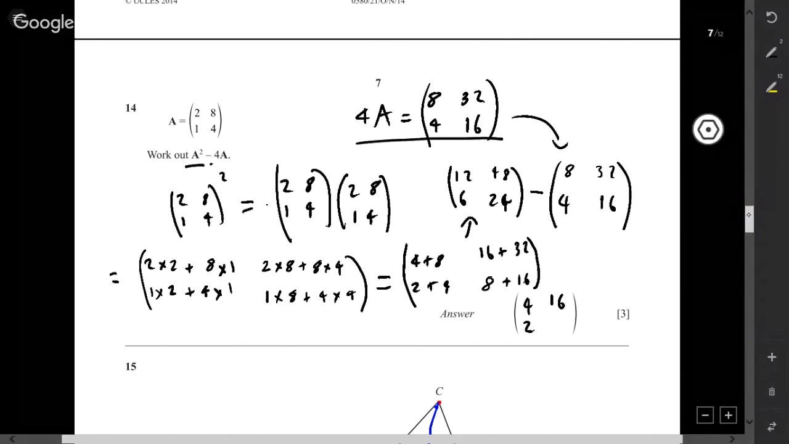So we know this and we know this, so we can now subtract them, which brings us to this equation, and that simplifies to 12 minus 8, which is 4, 48 minus 32, 16, 6 minus 4 is 2, and 24 minus 16 is 8. And that's the answer.